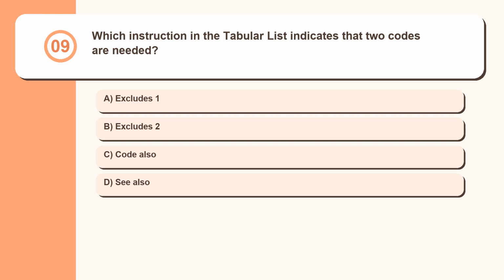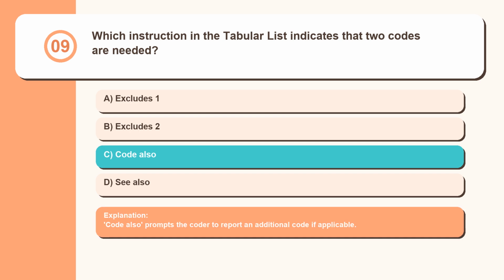Question 9. Which instruction in the tabular list indicates that two codes are needed? Excludes 1, Excludes 2, Code also, See also. Code also prompts the coder to report an additional code if applicable.